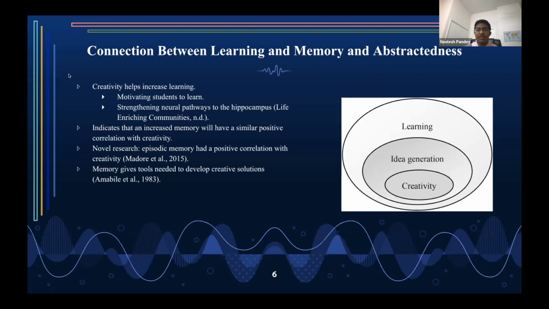We also see that there may be a similar positive correlation in the opposite direction. Novel research currently shows that episodic memory had a positive correlation with creativity. And we also see from other sources that memory gives the tools that are needed to create these creative ideas. In this picture right here, we see that learning goes to idea generation, which goes to creativity, but it starts with learning, which is the basis, and then it narrows down all the way to creativity.